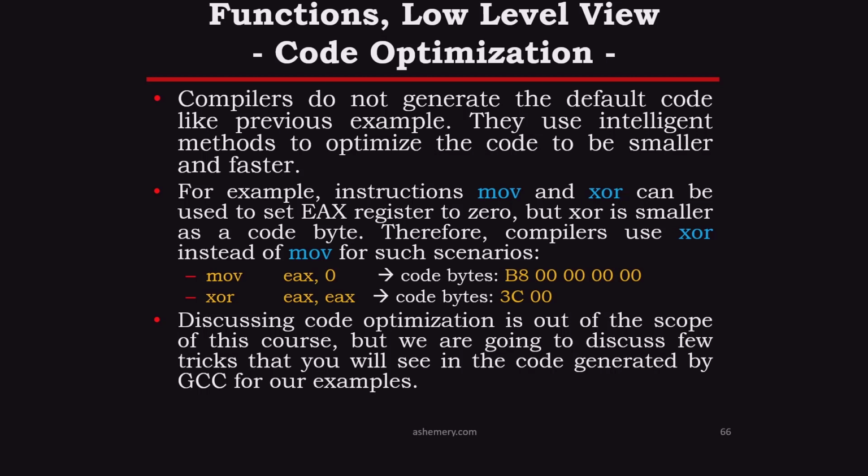Here is also an example of what we are talking about. Look at the instructions MOV and XOR. They can be used to set the EAX register to 0. But XOR is smaller as a code byte than the MOV instruction. If we want to set EAX to the value 0, we could do MOV EAX, 0, but if we look at the code, it's actually 5 bytes: 1, 2, 3, 4, 5 bytes. While if I do XOR EAX with EAX, that should also lead to EAX having the value 0. That's only 2 bytes. So we minimize the code by 3 bytes, so it's much smaller. Again, we're not going to talk a lot about optimization, but just to give you an example of how things are going to happen.